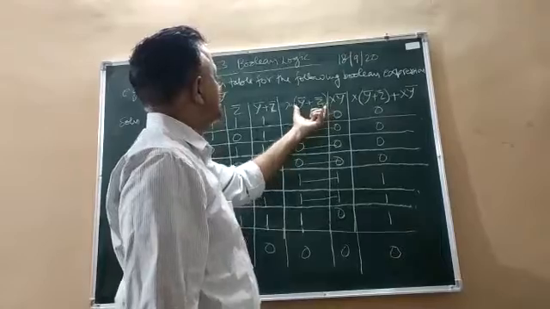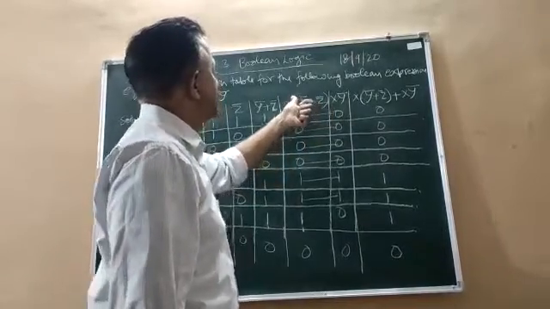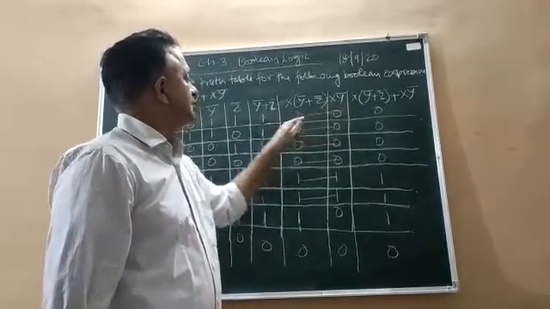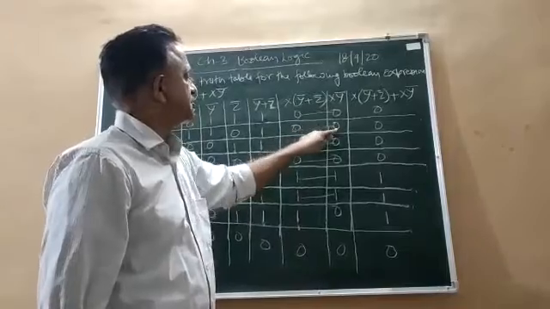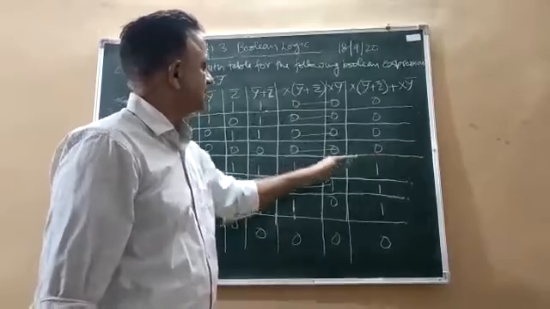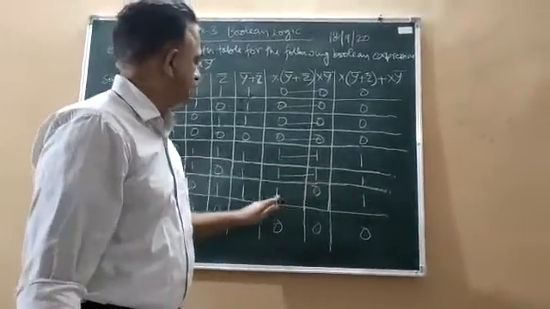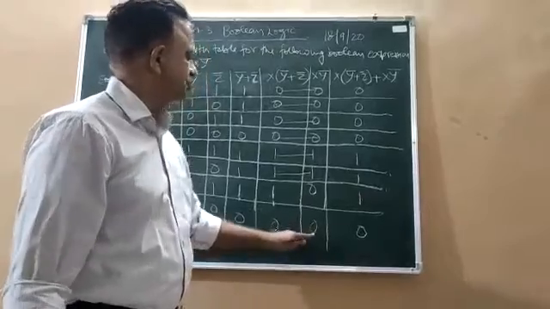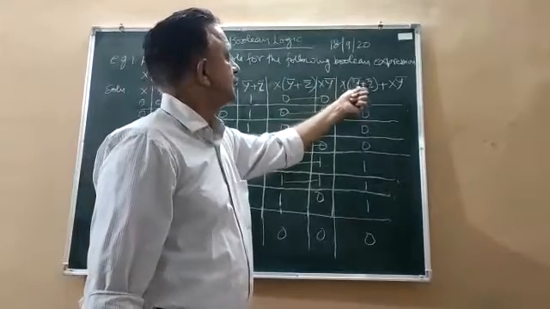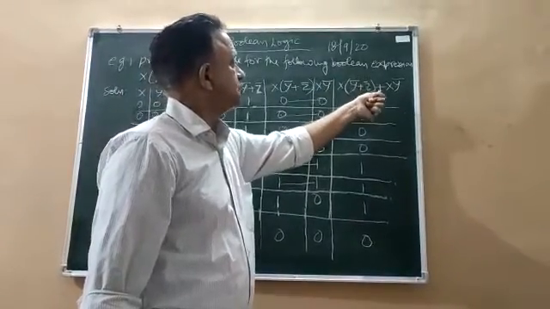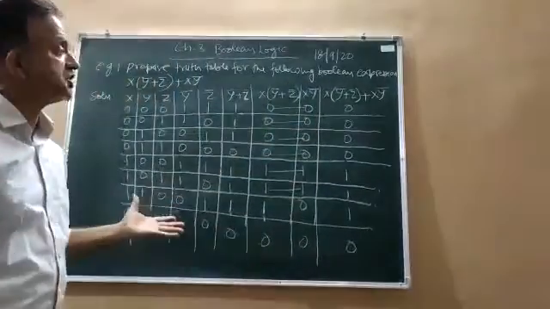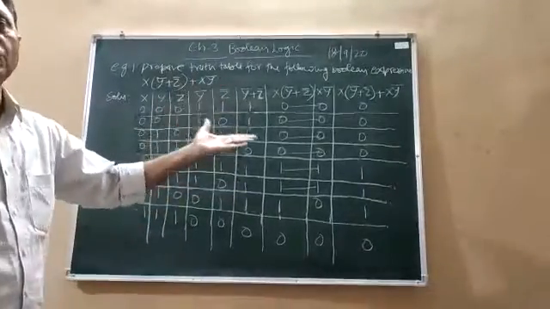Now we are adding these two columns, that is x inside parenthesis (y bar plus z bar) complement, and in the second column x y complement. So 0 plus 0 is 0, 0 plus 0 is 0, 0 plus 0 is 0, 0 plus 0 is 0, 1 plus 1 is 1, 1 plus 1 is 1, 1 plus 0 is 1, then 0 plus 0 is 0. So this is your final output column, that is x inside parenthesis (y bar plus z bar) complement plus x y bar complement. So this way we can prepare the truth table for a given expression, and then we can calculate the final output column.